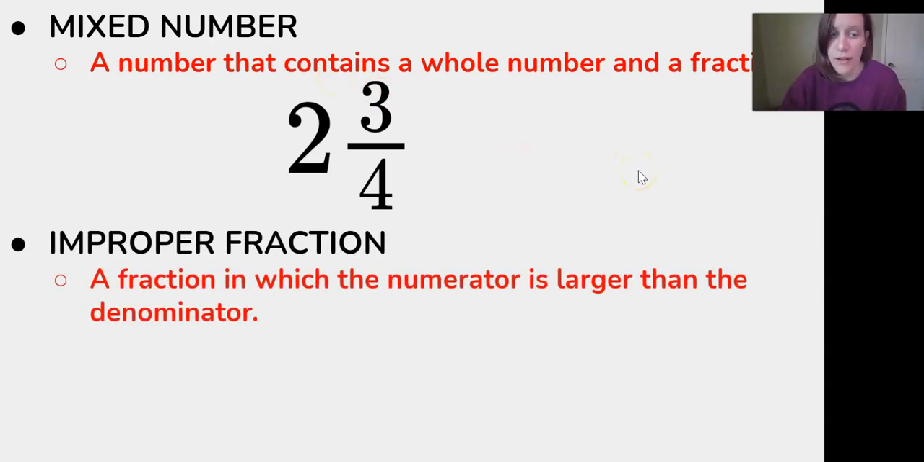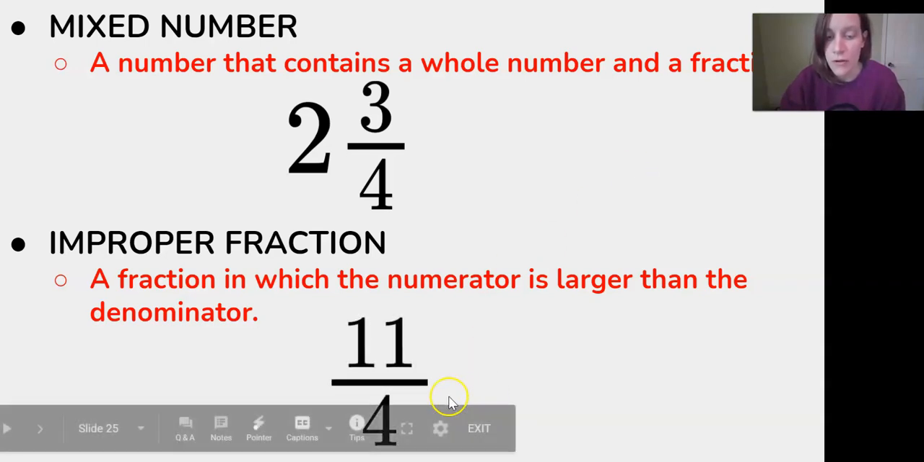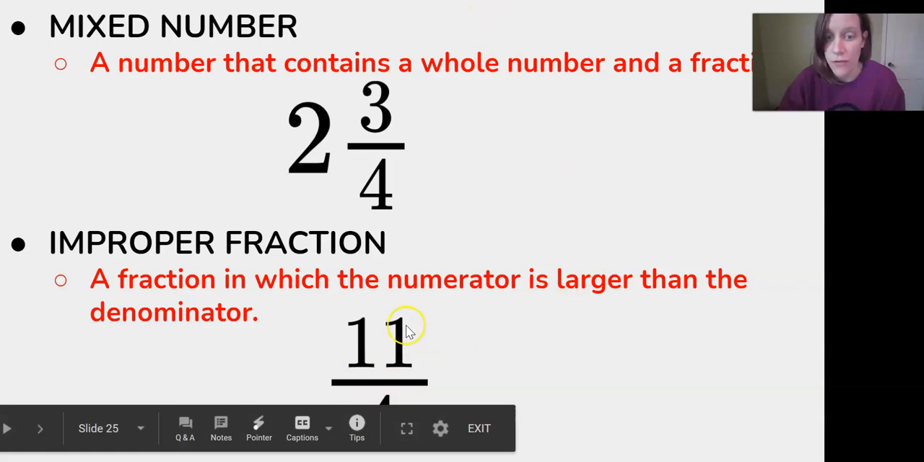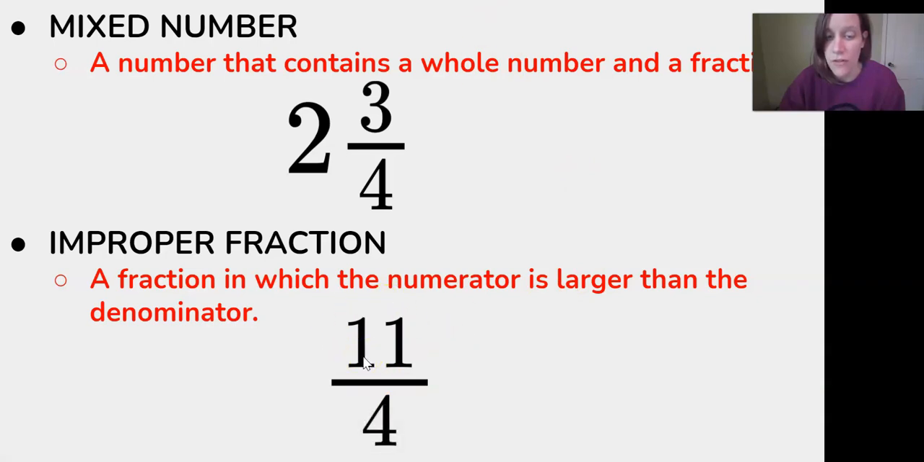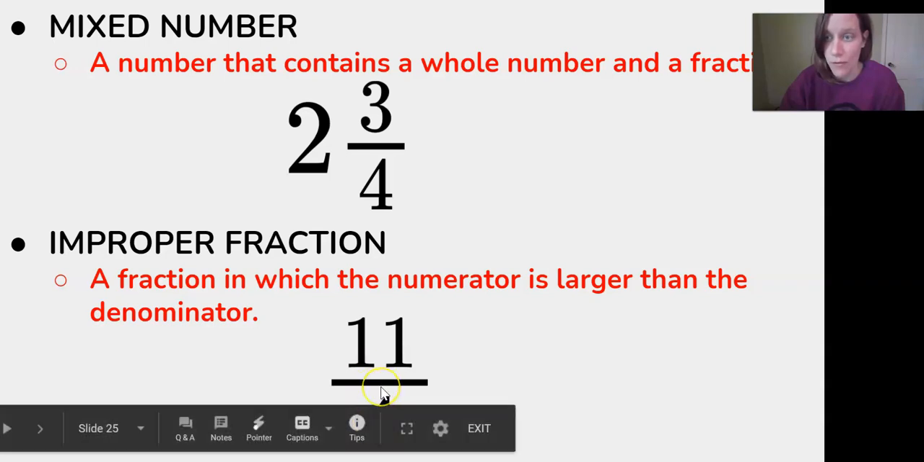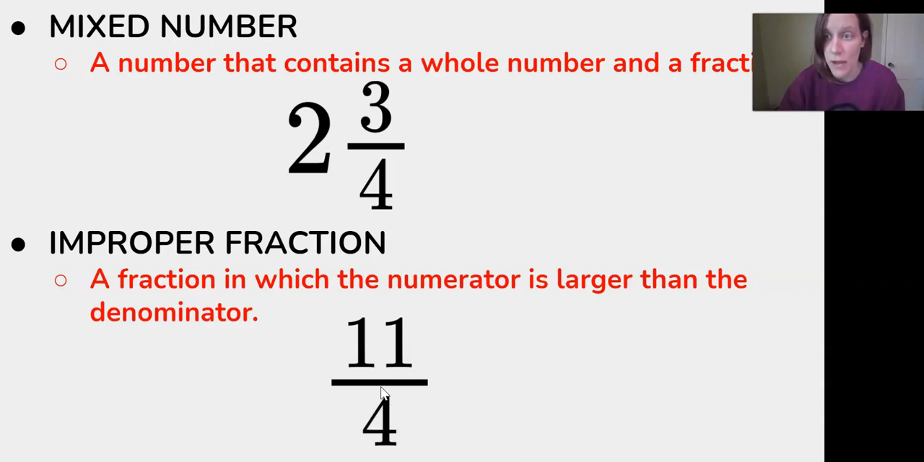An improper fraction is a fraction in which the numerator is larger than the denominator. Here is an example of an improper fraction, 11/4. The numerator 11 is larger than the denominator 4. That means we have more than one whole, because 4 makes a whole, right? The denominator of a fraction always tells you how many parts make one whole. Since we have 11/4, we know we have more than one whole, and that's why we call it improper, because it's not normal for the numerator to be larger than the denominator.